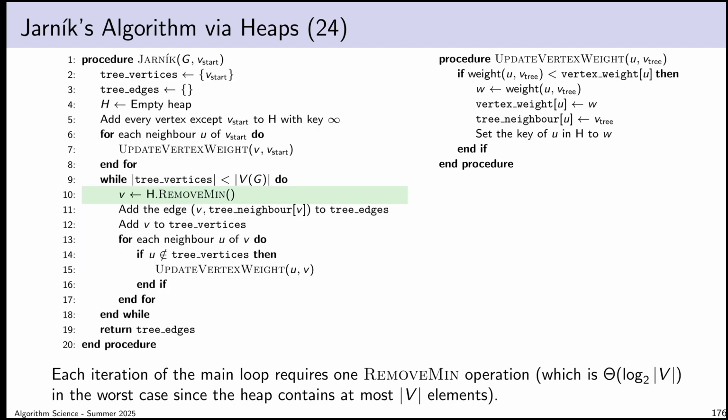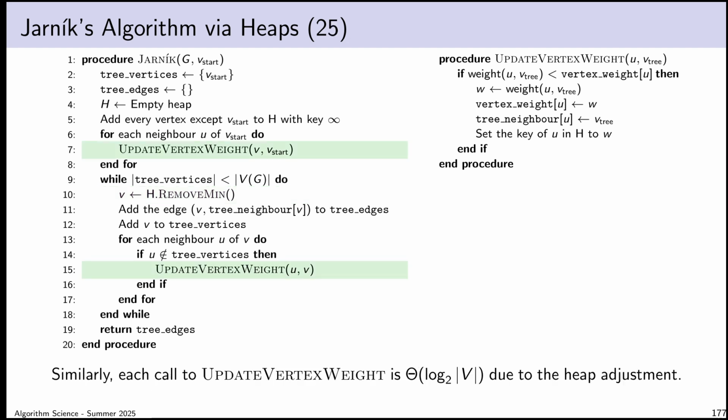Okay, so that's Jarník's algorithm, and we now have to formally elaborate on the running time before we move on to our next algorithm. Each iteration of the loop, as I already sketched out, requires at most one remove min operation, which would be log in the number of vertices, because the heap contains at most the number of vertices in terms of nodes.